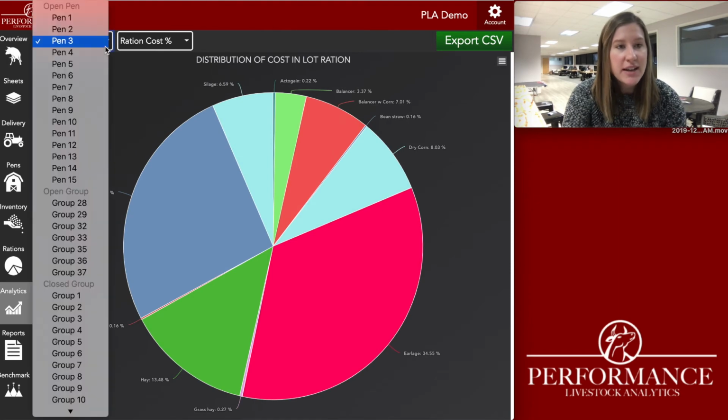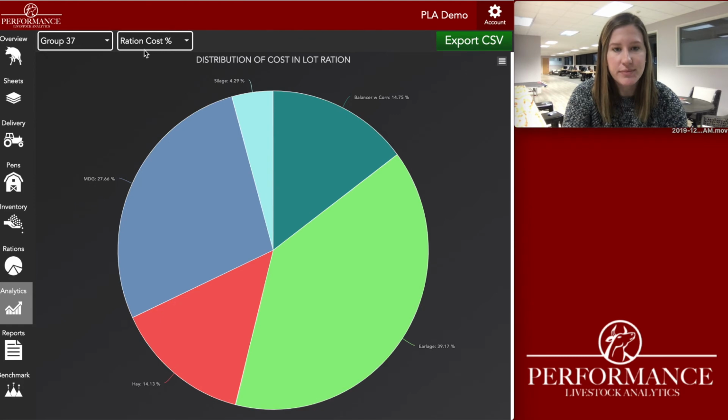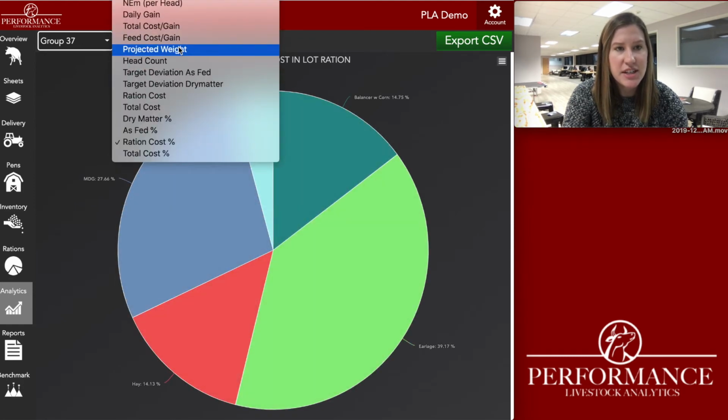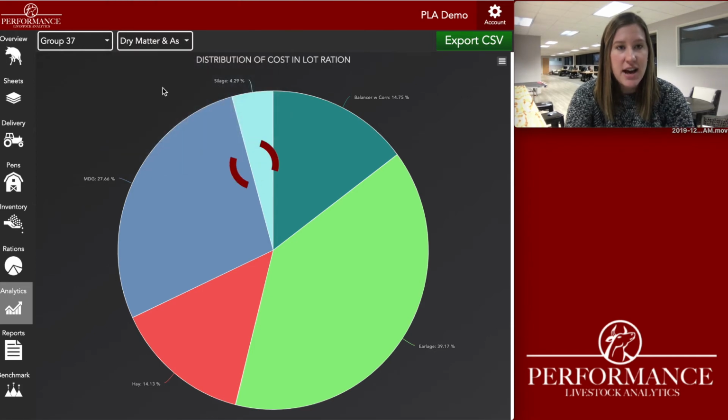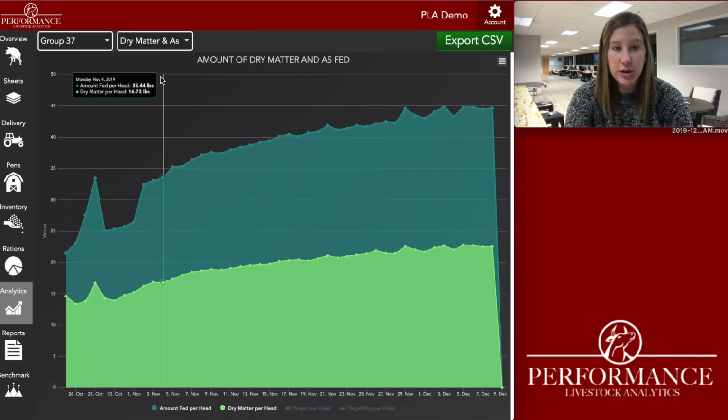So I'm going to go ahead and switch over to the group basis here. I'm going to use group 37 because that's the group that is in Pen 1. So we're going to use this one as the example. Like I mentioned, the system will have a lot of similar charts on a per pen basis versus a per group basis. This is, again, really nice for those who have multiple groups within a single pen, or a single group within multiple pens.